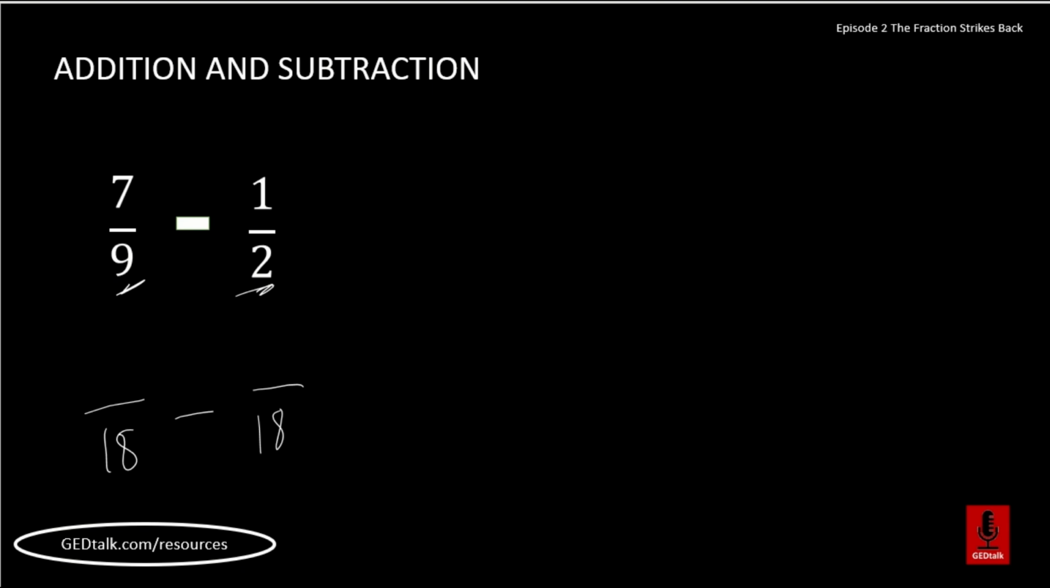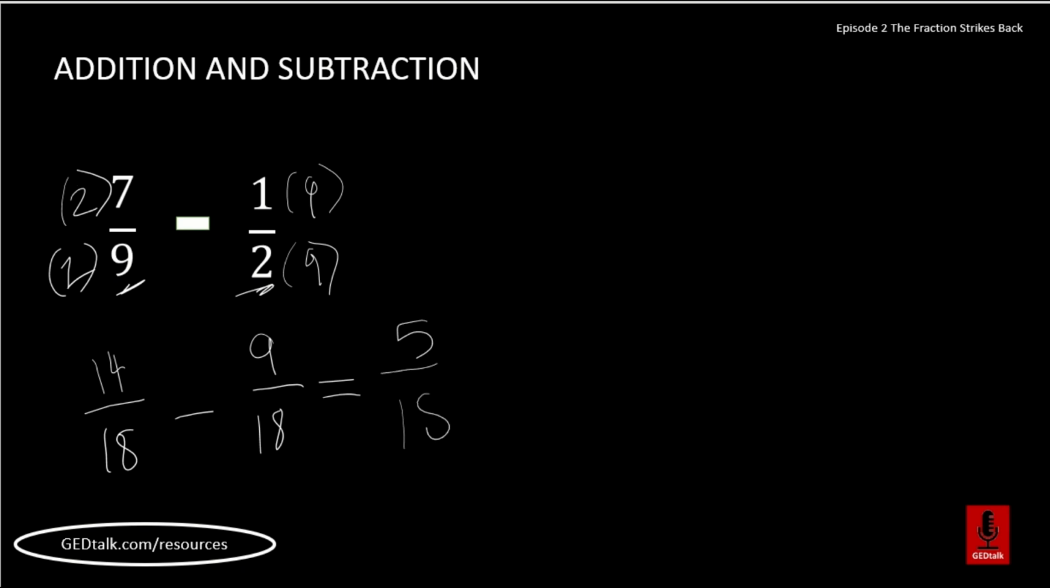Well, how did I get from 9 to 18? I multiplied by 2. So whatever you do to the bottom, you got to do to the top and vice versa. So 7 times 2 is going to give me 14. So moving over to the next fraction, how did I get from 2 to 18? Well, I multiplied by 9. So if I multiply by 9 at the bottom, I have to do the same thing at the top. 9 times 1 will give me 9. So now we have the same denominator. Let's go ahead and subtract, and we're going to subtract across the line. So 14 minus 9 is going to give me 5 over 18. And that's our answer, folks.